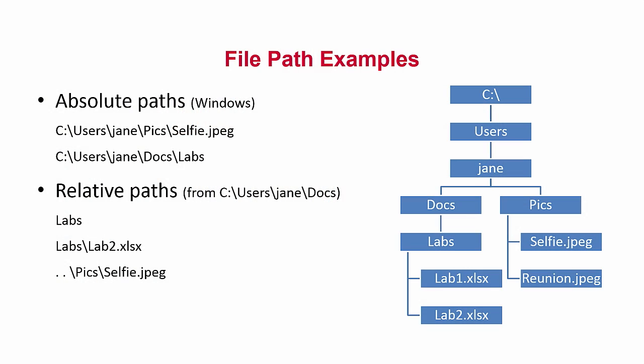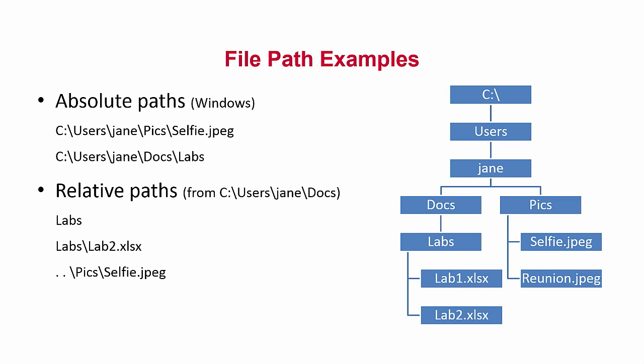Here are some file path examples. On the right, we have a subset of a directory tree from the Windows operating system. At the root, we have the drive letter, followed by colon and backslash. Using absolute paths, we can describe the location of the selfie.jpg file or the labs directory.